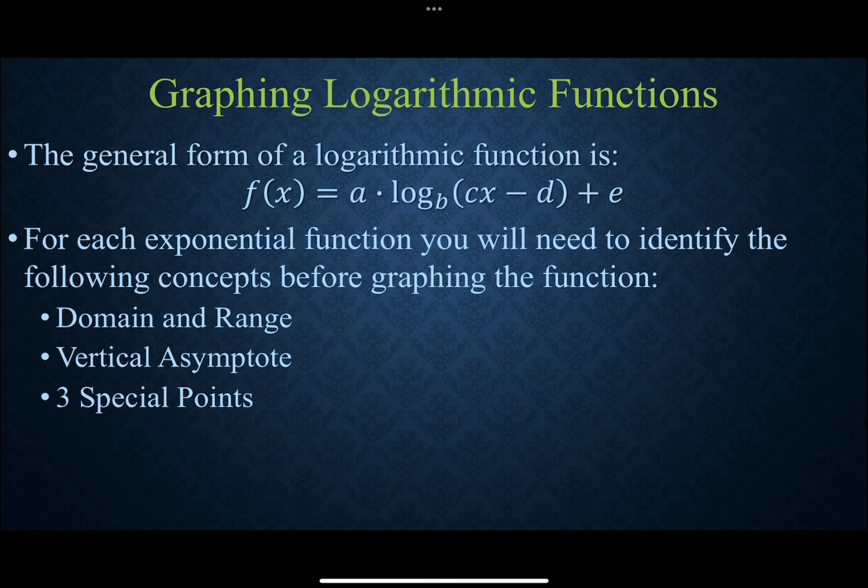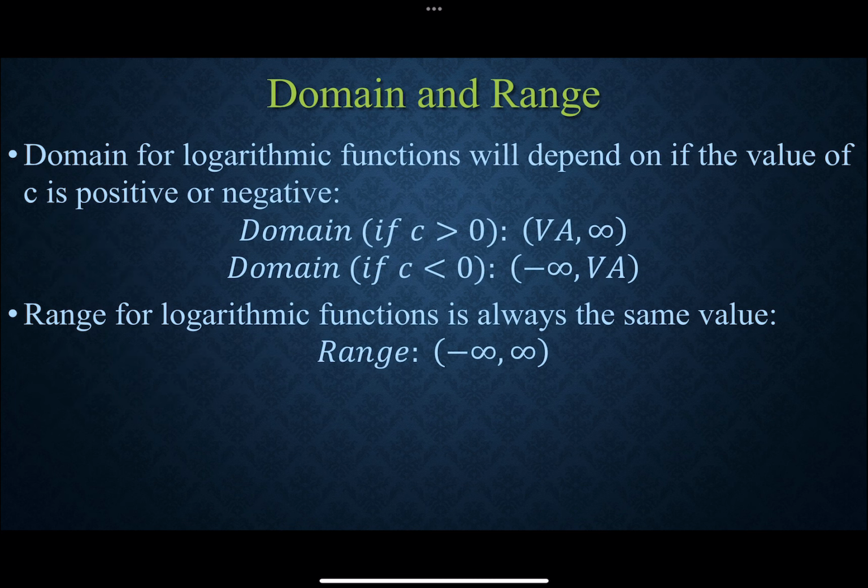Logs and exponentials are inverses. So the exponential had a horizontal, we do the switching of x and y, so it makes sense log has a vertical asymptote. And we still have three special points to consider. So your domain and range, so the domain now will vary depending upon whether or not the coefficient of c is positive or negative. Not about a. A will do its own thing, but it's all about c being positive or negative for which direction we're going.